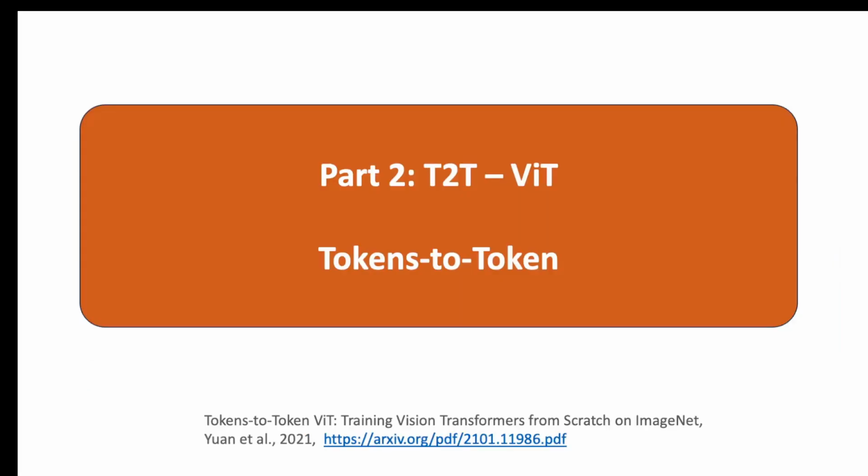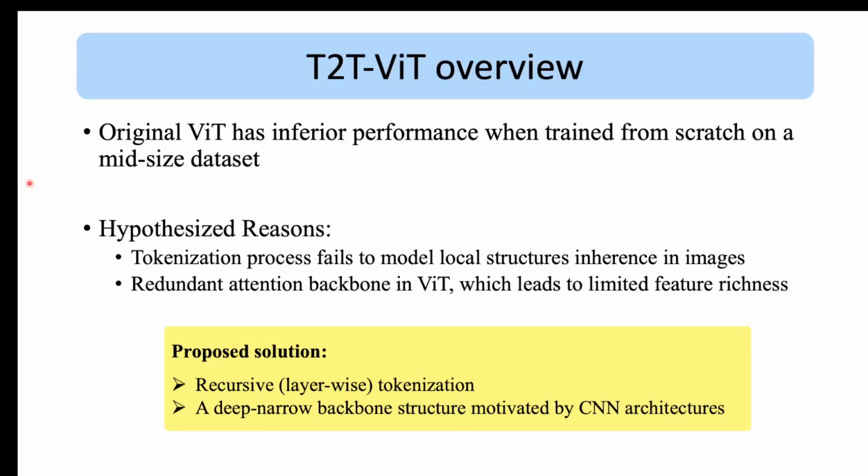So now we move to the second paper, that is Tokens-to-Token ViT. Similar to the previous paper, the motivation for this paper is to build a vision transformer that can outperform CNNs when trained on a mid-sized dataset.